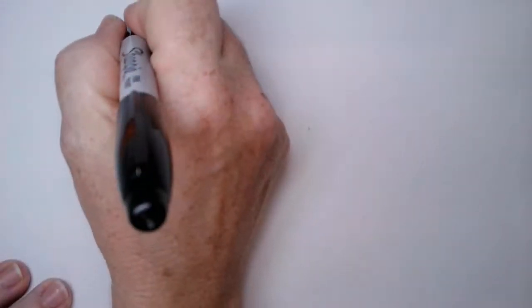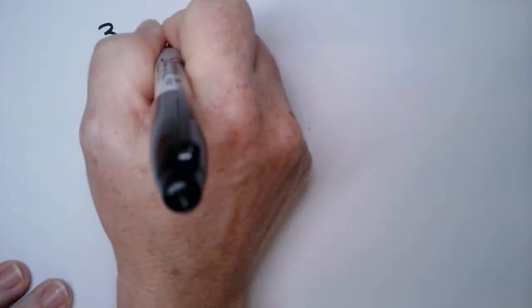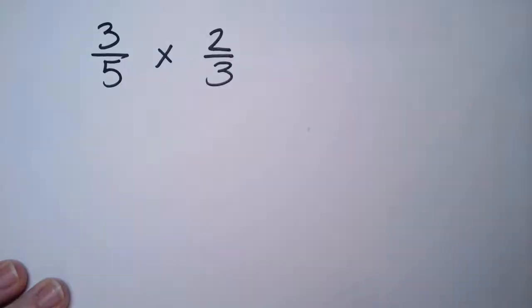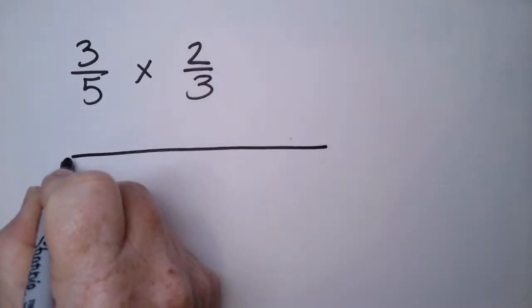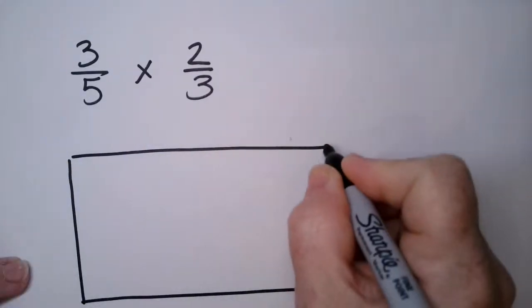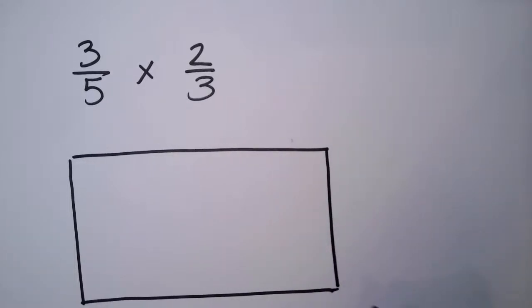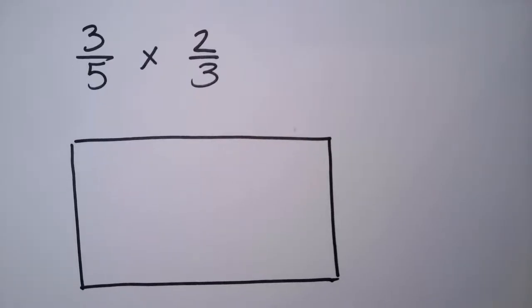Give me a model for 3/5 and 2/3. Okay, 3/5 times 2/3. You got it right. Yay! Good. So take your time. Take your time.